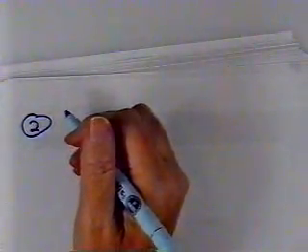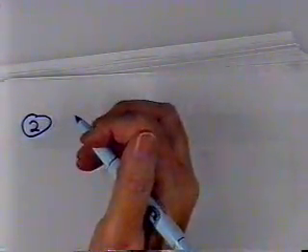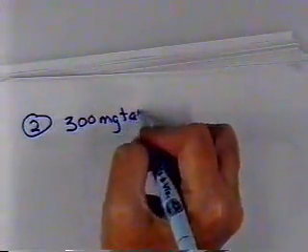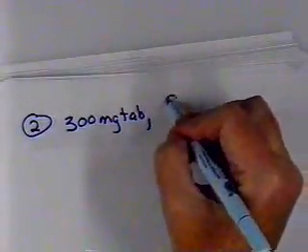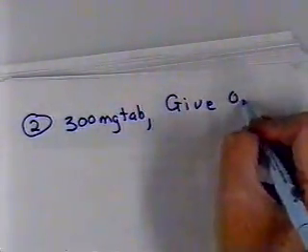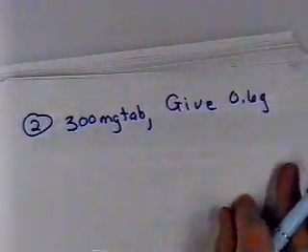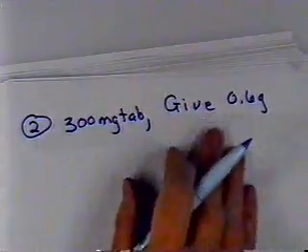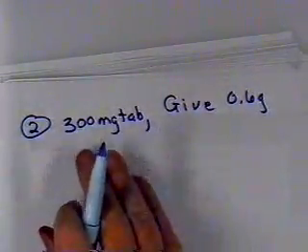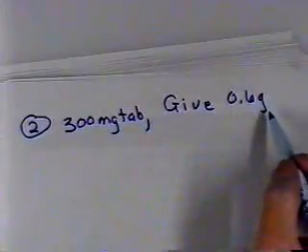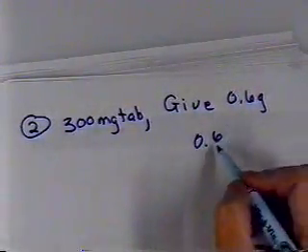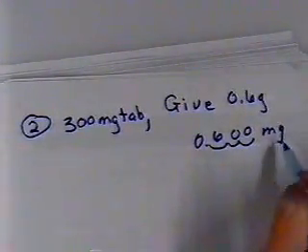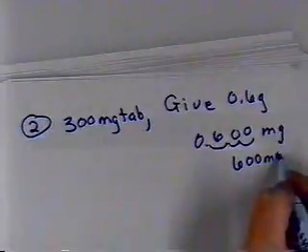Now, I don't worry about what the drug is. You'll learn the drugs in pharmacology. Here I'm just looking at 300 milligram tablets. I'm supposed to give 0.6 grams. If you have a choice, it's usually better to go to milligrams. So if you have to convert, I'm usually going to convert everything to milligrams. Grams to milligrams, I have to move 3 decimal places. So now I have 600 milligrams.